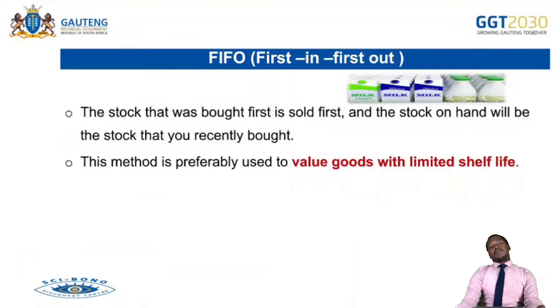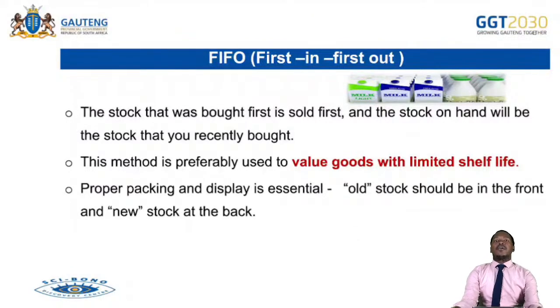Now, grade 12, one exam question may ask us in what products this method is best suited. Now, this is best suited for products with limited shelf life. One example that is given to us, grade 12, would be milk, because we know that milk does not stay for long. It has a limited shelf life. What do we mean by limited shelf life? We are saying that some of these goods expire quickly or they get rotten quickly.